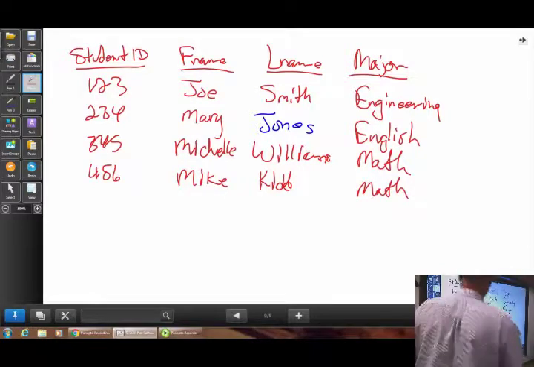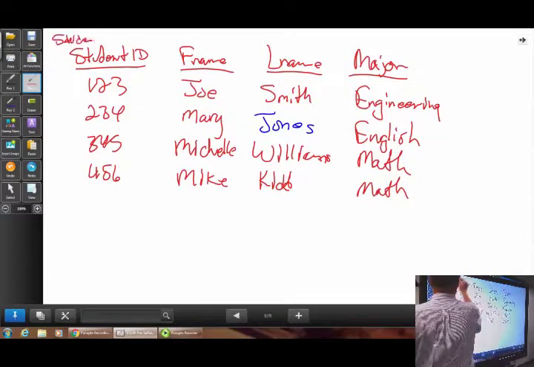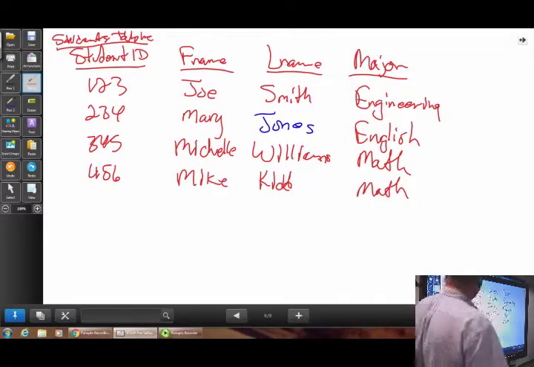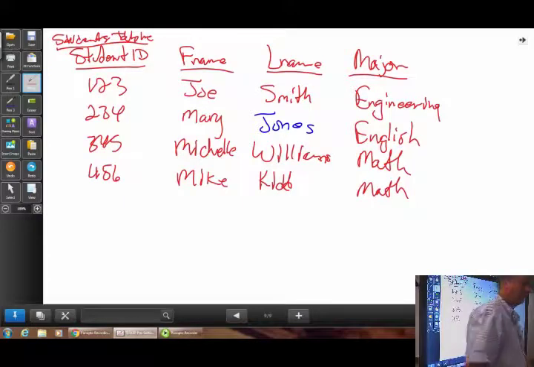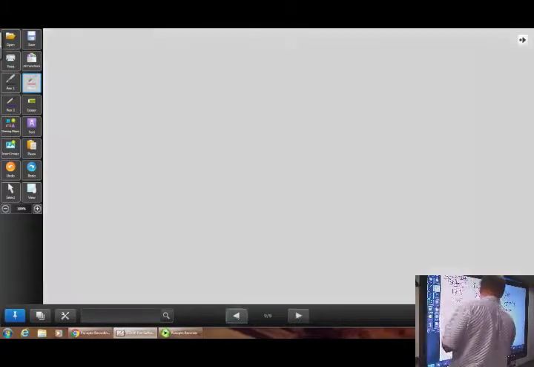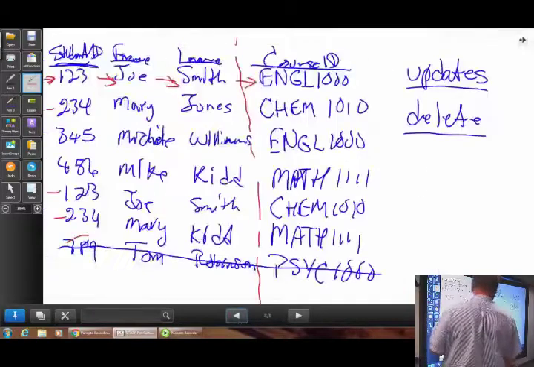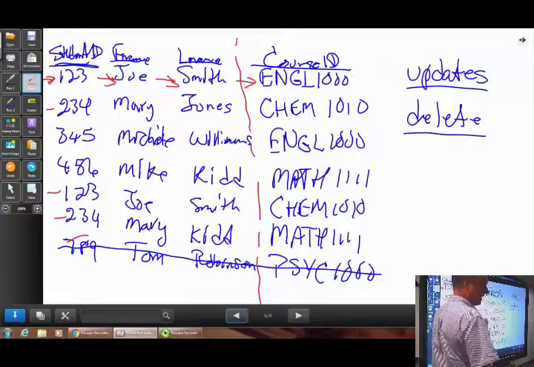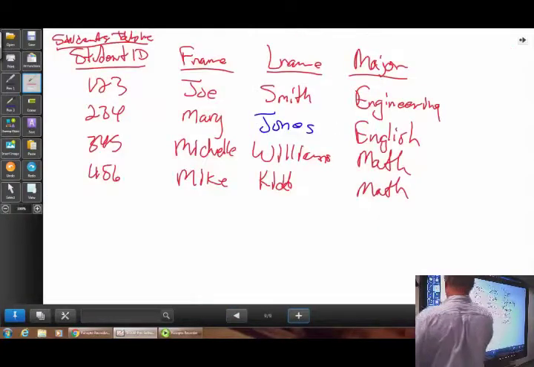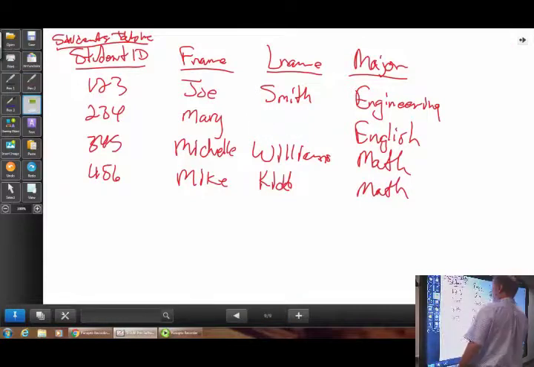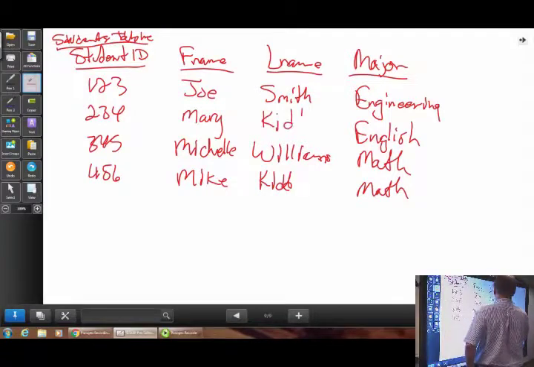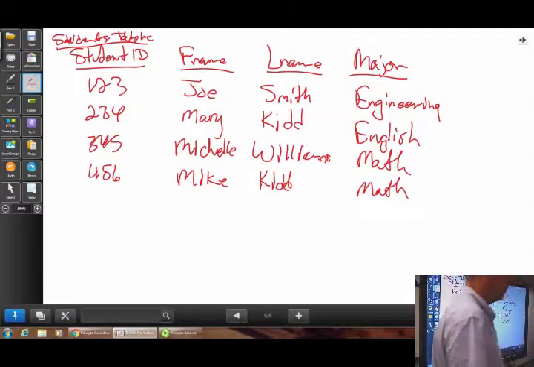Right, so this is my student table. This is what the table looks like. The fields are student ID, first name, last name, major. And I would have other stuff in there too. When I look at Mary, and if you look at our first example, Mary changed her name, so we need to update that. So we want to solve our update problem, and we do that where, taking my eraser, I come into whatever field has her name, and I change her name. Notice she's in the system exactly once.